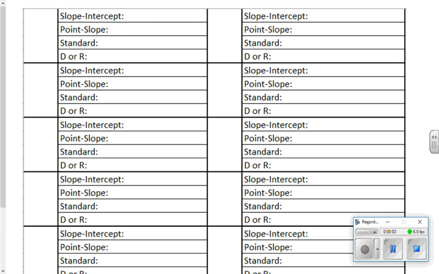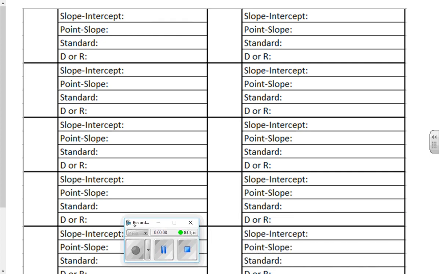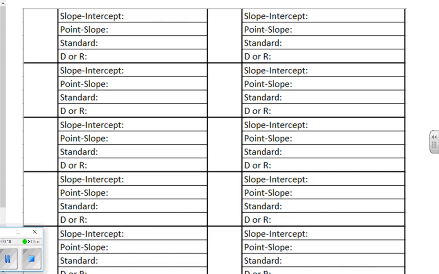Alrighty, so let's talk about your lines recording sheet. It looks like this. You had it in your notes packet, we just haven't really talked about it. This is something that you're going to use, again, to keep everything neat and organized for your lines.